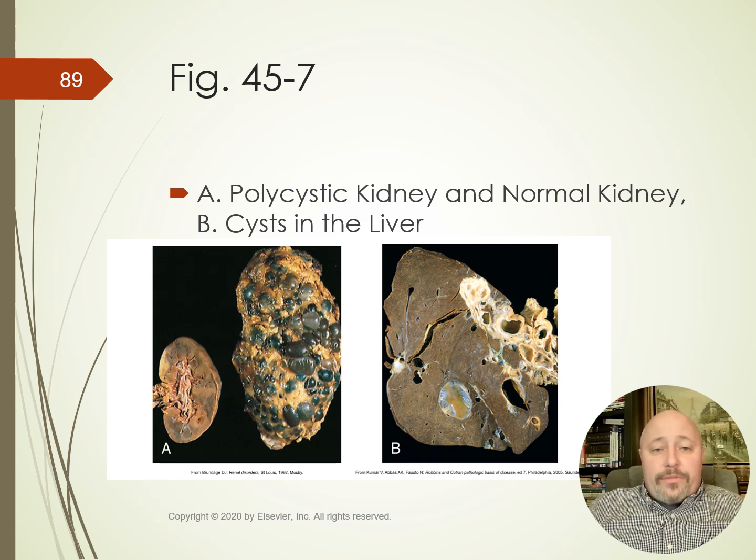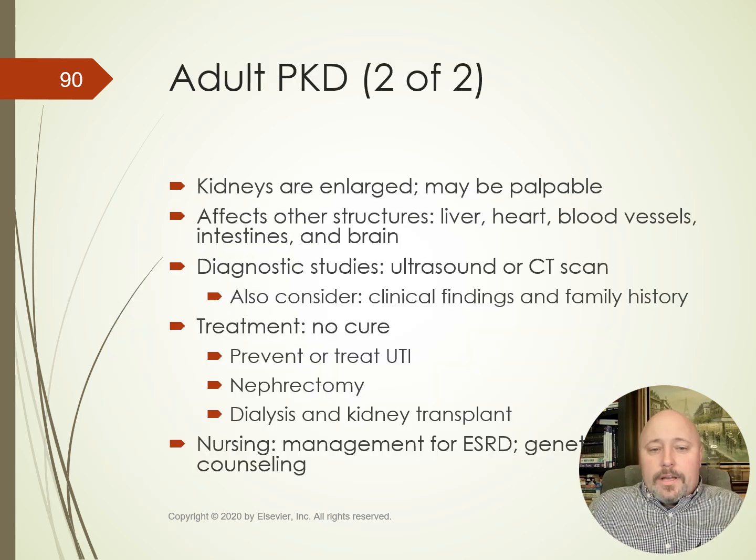Here in figure 45-7 from the textbook, on the left A, we have a comparison of the polycystic kidney with a normal kidney, and in diagram B on the right, we have the cysts shown within the liver. In adult polycystic kidney disease, the kidneys are enlarged and may be palpable. This affects the other structures, including the liver, heart, blood vessels, and tendons, and even brain.